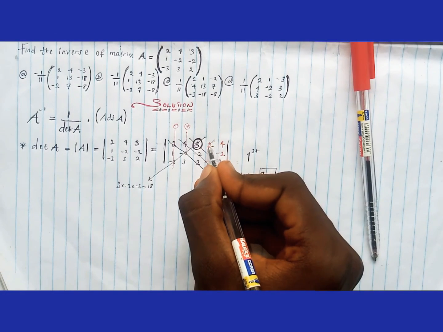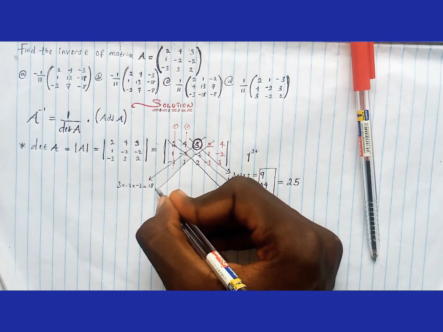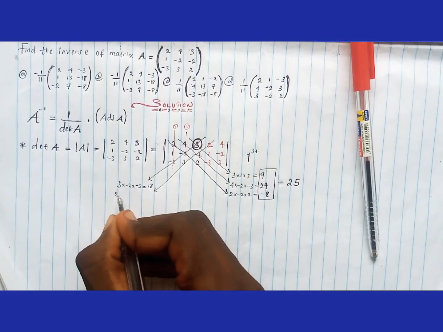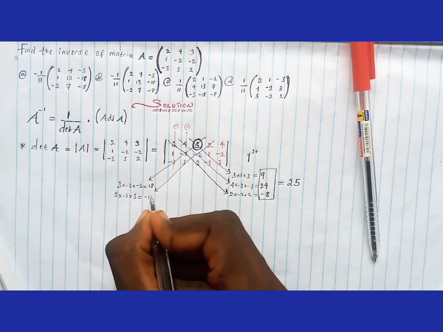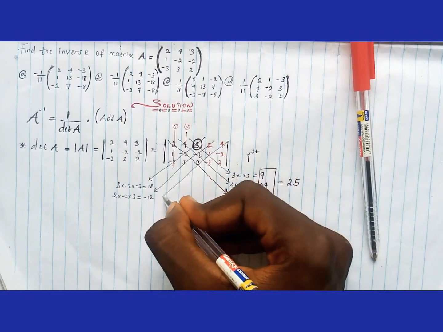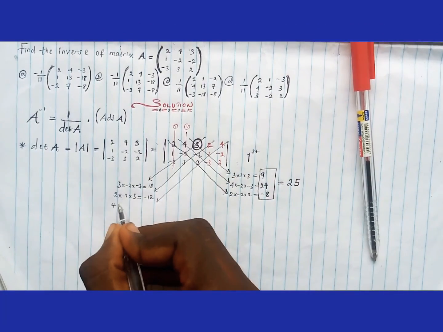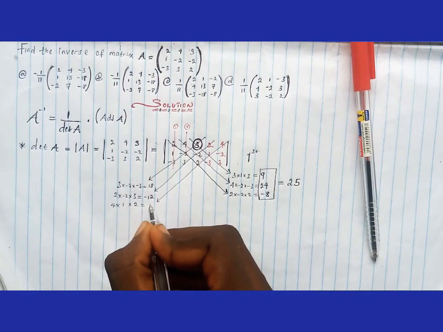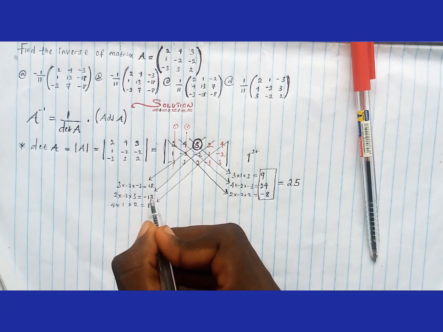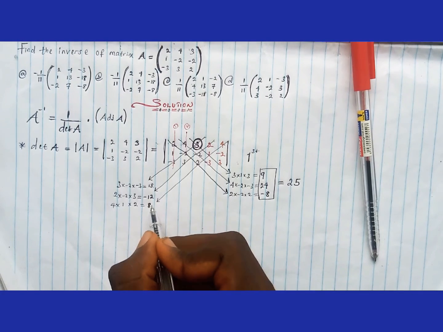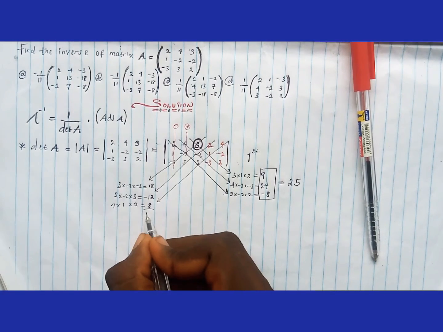The next one, if I multiply this, I have 2 times minus 2 times 3. 2 times 2 is 4, 4 times 3 is 12, then minus 12. And finally, I have this, 4 times 1 times 2, and that gives us 8. So 18 minus 12 is 6, then 6 plus 8 is 14.